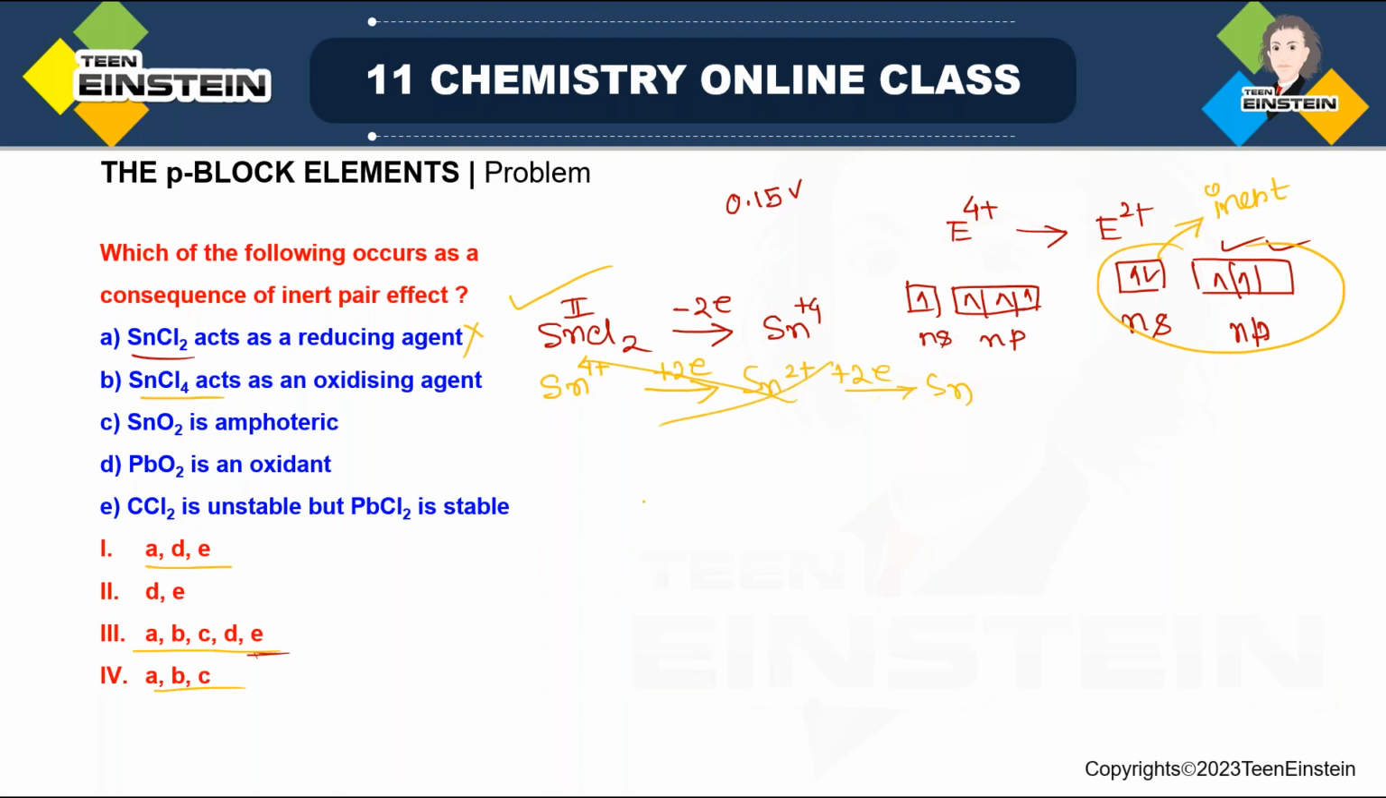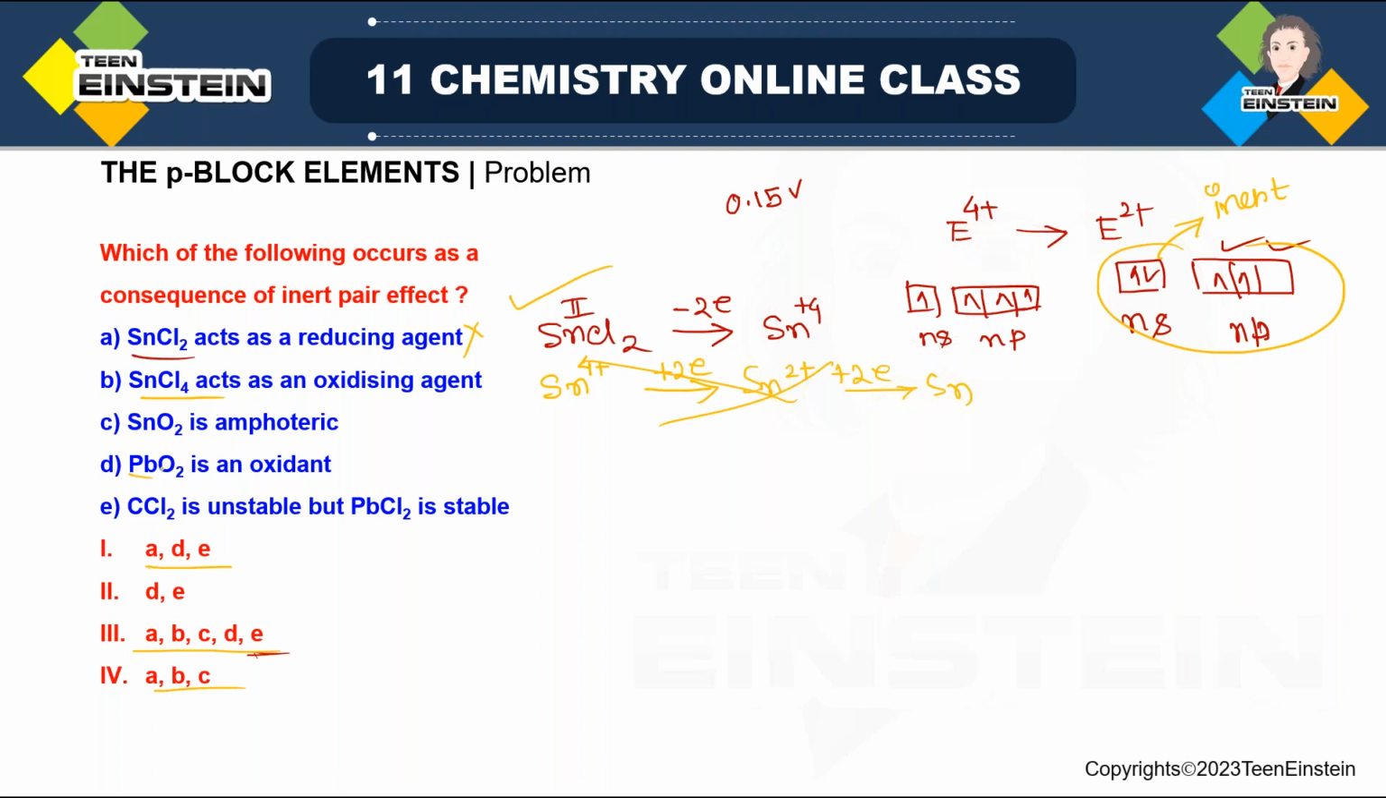Then SnO2 is amphoteric in nature. That means it can react with both acids as well as bases. That also we have seen in the slide where oxides were discussed in the previous class. But it is not related to inert pair effect. It is amphoteric because it can react with both acid and base, but how is that related to inert pair effect? So this is not the consequence of inert pair effect. Come to the next one.